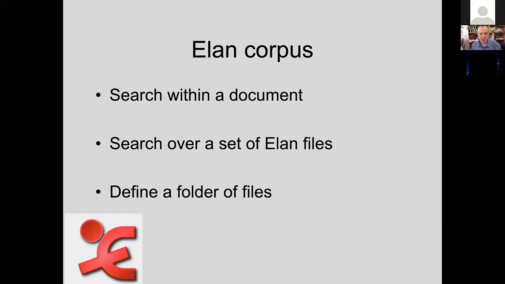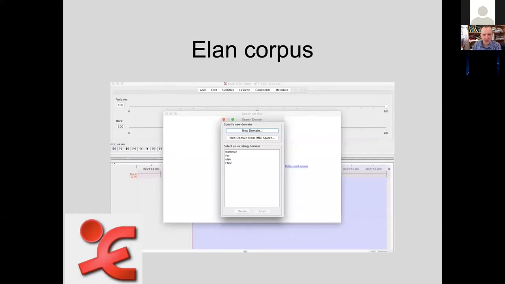Elan lets you build a corpus. It has a very good search function. You can search within a document. You can search over a set of Elan files, and you can define a folder of files that is a corpus, and then you can search over that corpus. So here is Elan. You can specify a search domain, and you can make up your own search domain, and you can give it a name. You can see there are a number of search domains there already.